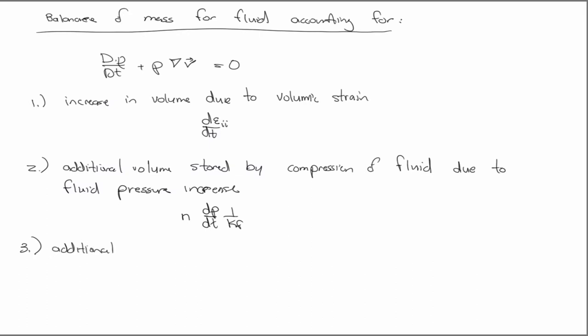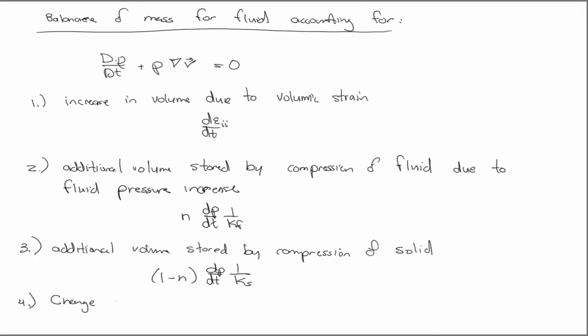We're also going to consider the additional volume stored by compression of the solid. And that's going to be 1 minus n, dp dt over 1 over the bulk modulus of the solid. This will be for an isotropic material. And then finally, we're going to consider the change in volume of the solid due to fluid pressure.